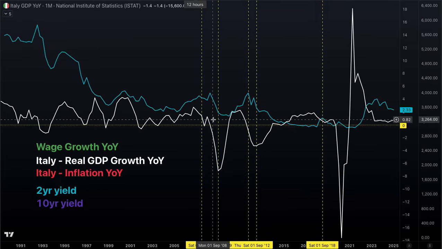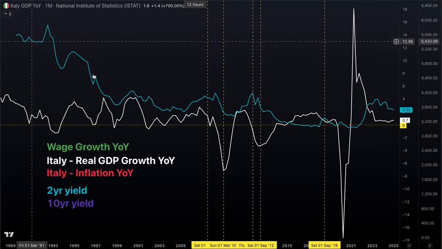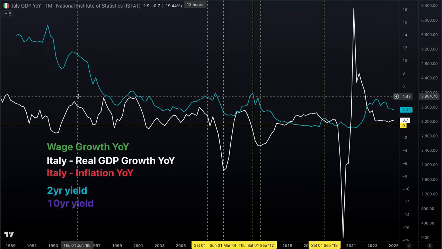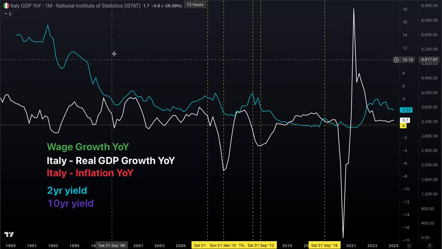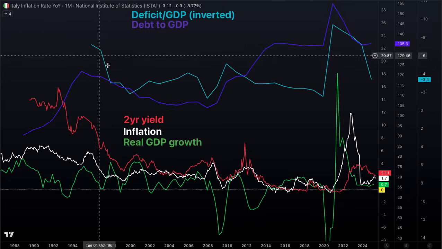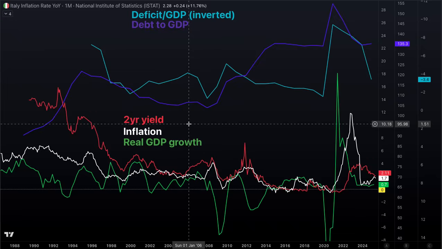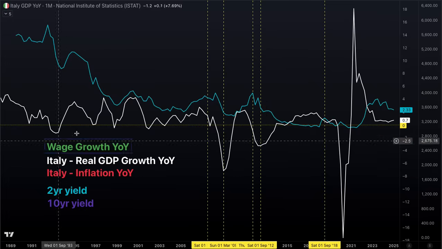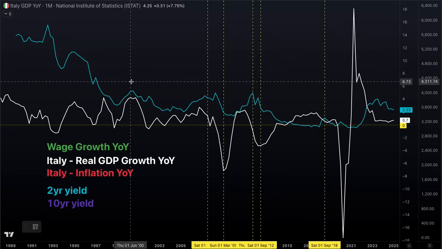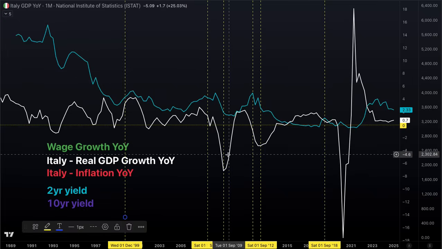Okay, a couple major points. So we established that the 2 year was falling, right? The government was enacting austerity, debt to GDP and the deficit were falling, heading into the euro adoption, which happened in 1999. That was when the euro was officially adopted. I can mark that here with another yellow line in 1999. This is when the euro was adopted.